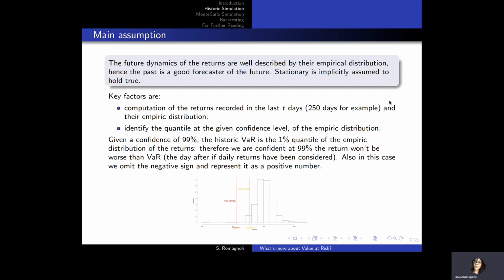In the picture, we can appreciate the histogram of the returns recorded by AIG in the last 250 days. On this empiric distribution, we highlighted the value at risk at 99% and 95%, which are the quantiles at 1% and 5% respectively.